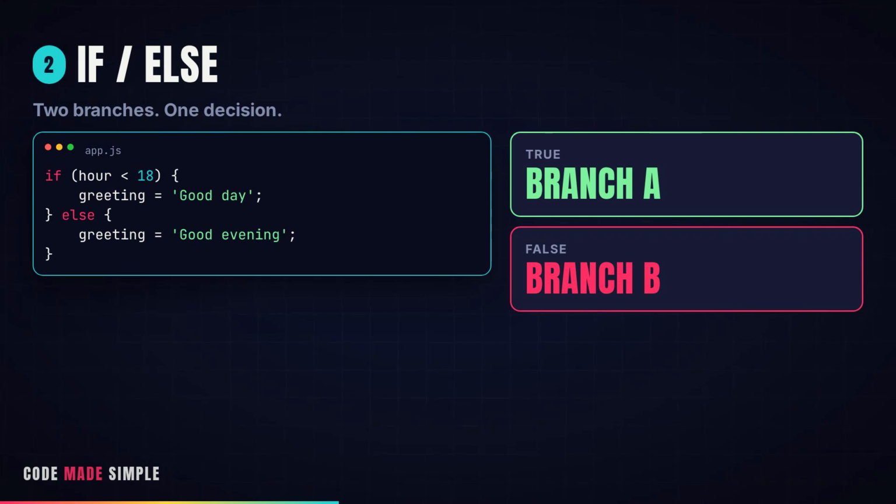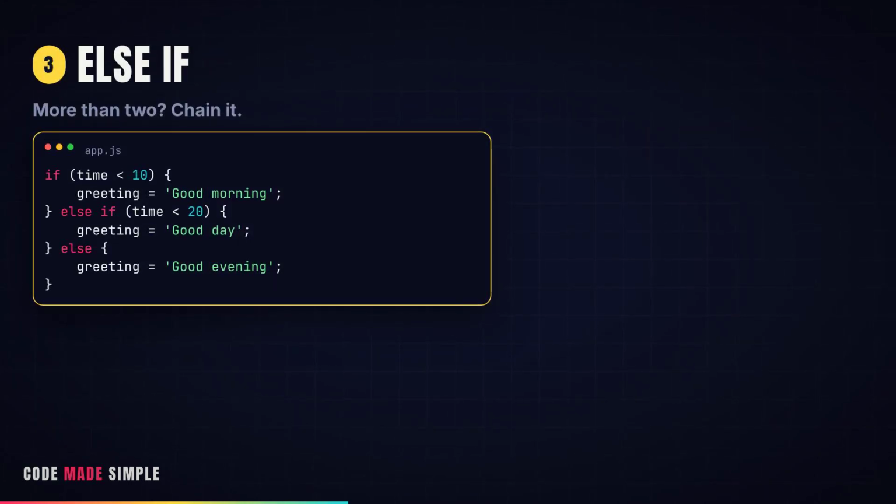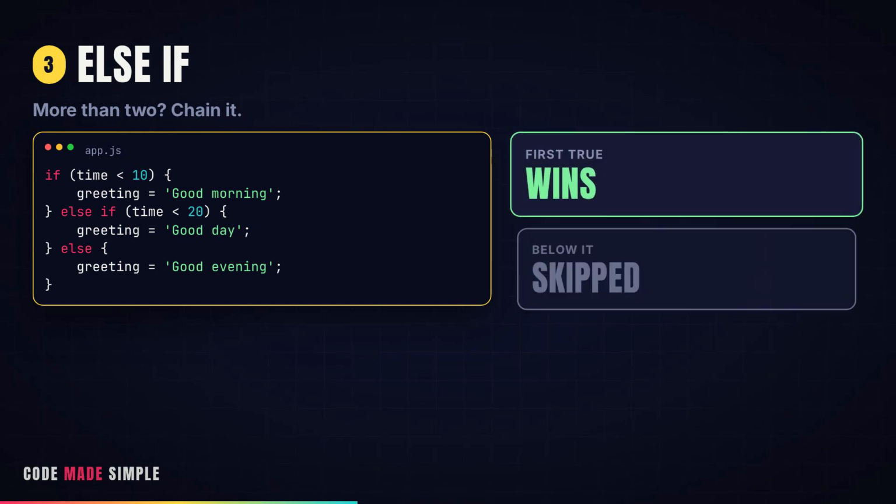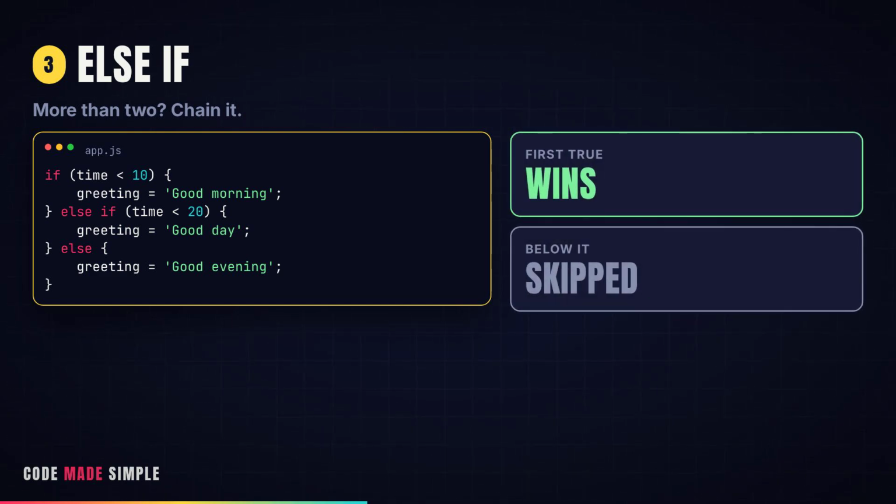Need more than 2 options? Chain it. If, else if, else. The first condition that's true wins. Everything below it? Skipped. Morning, day, evening. 1 line each, 1 clean decision tree.